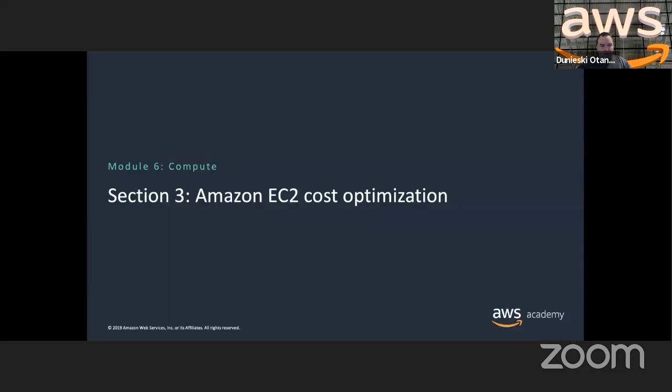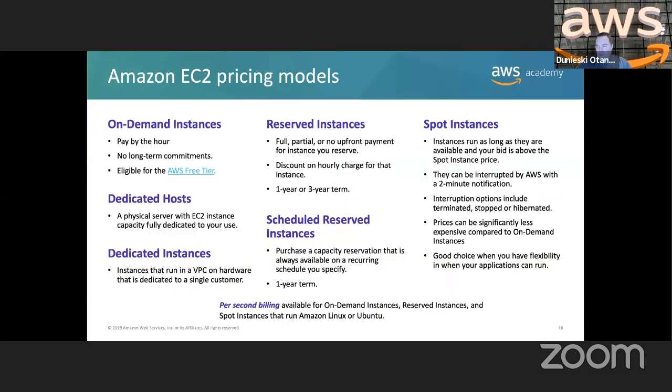Amazon EC2 cost optimization. So for Amazon EC2 pricing models, we have on-demand instances. You pay by the hour, with no long-term commitments, and they're eligible for the AWS free tier.